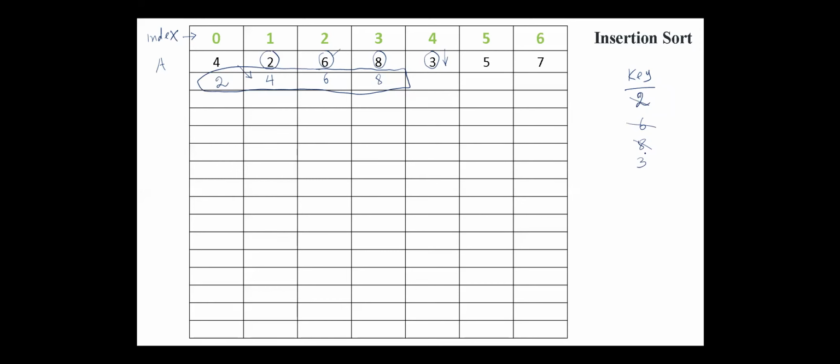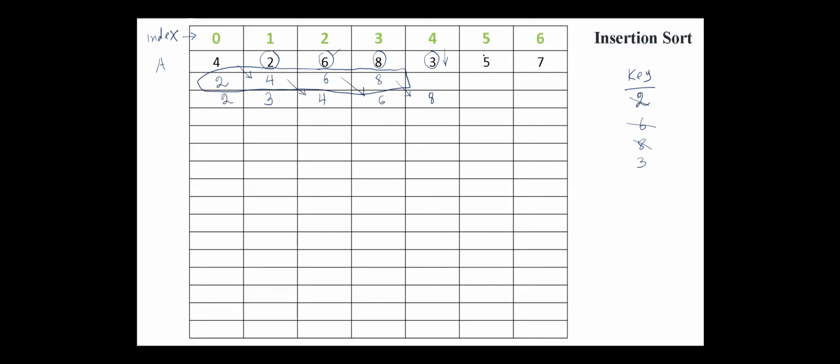First, we copy the element into the key location. Next, we compare 3 with 8. Since 8 is greater than 3, 8 is moved here. We compare 3 with 6. And again, since 6 is greater than 3, 6 is moved here. Next, we compare 3 with 4. We move 4 here. We compare 3 with 2. And since 3 is greater than 2, we insert 3 in its position.